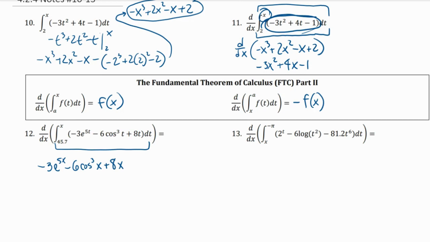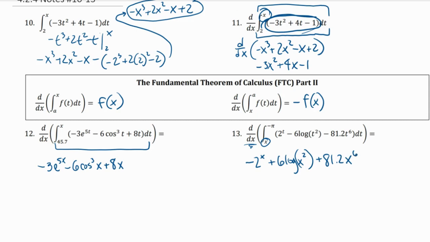And then for this one, likewise, if I plug in negative pi, that negative pi is just a constant. If I plug that into my antiderivative, I would get some sort of constant. And then when I take the derivative of my antiderivative with negative pi plugged in, that part goes away. The only part that is going to remain is my lower bound part. And remember, when you plug in the lower bound, you are subtracting. So it's going to be negative 2 to the x plus 6 log of x squared plus 81.2 x to the 6th.